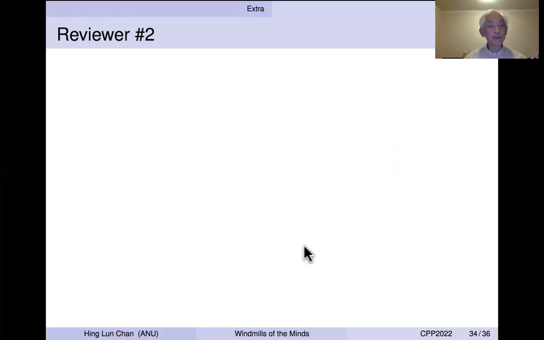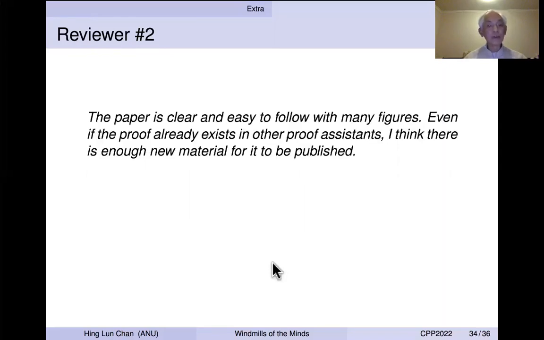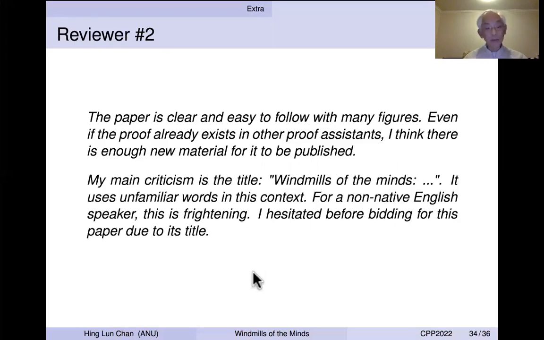There was a second reviewer. He said that the paper is clear and easy to follow with many figures. Even if the proof already exists in other proof assistants, I think there is enough new material for it to be published. Also, a very good comment. My main criticism is the title, Windmills of the Mind. It uses unfamiliar words in this context. For a non-native English speaker, this is frightening. I hesitated before bidding for this paper due to its title.